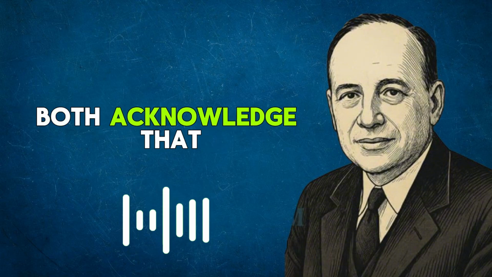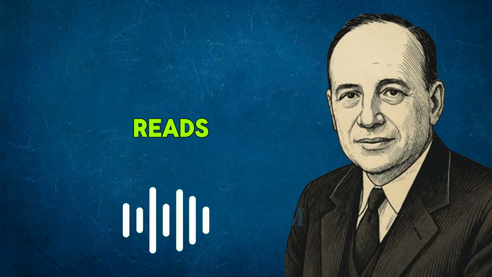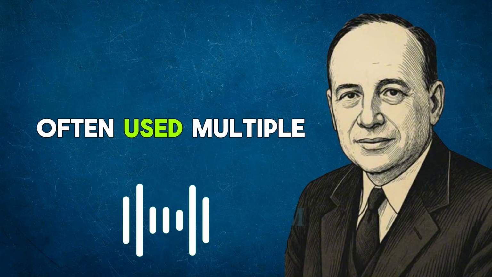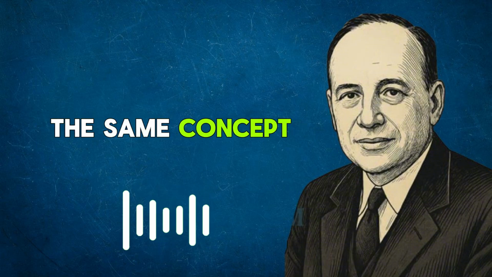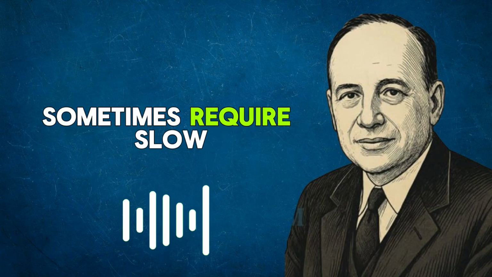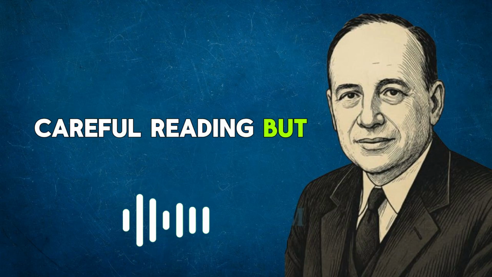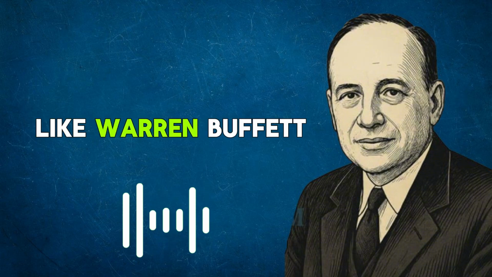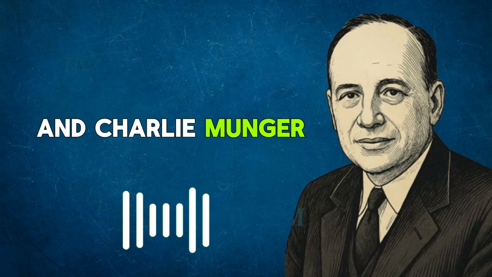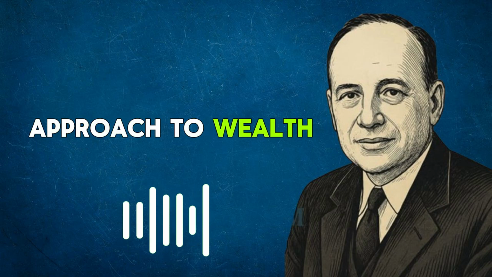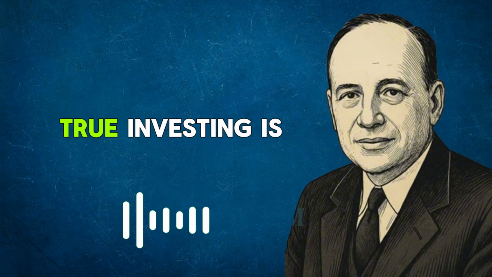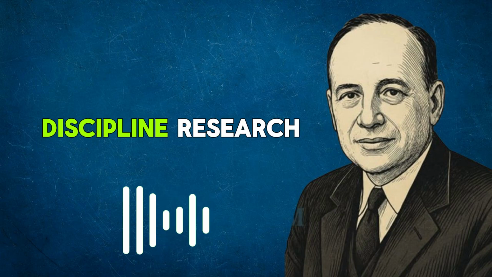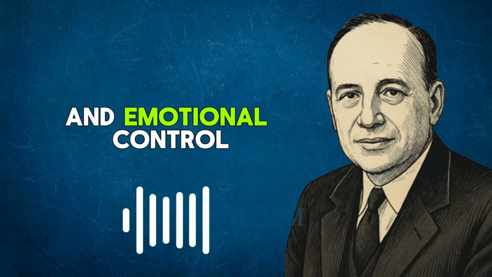Preston and Stig both acknowledge that Graham's books can be challenging reads, especially for those without a background in finance. Graham often used multiple terms to describe the same concept, and his explanations sometimes require slow, careful reading. But his philosophy forms the foundation upon which the greatest investors, like Warren Buffett and Charlie Munger, built their entire approach to wealth creation. They also restate that true investing is not a fast-paced or thrilling activity. It's grounded in patience, discipline, research, and emotional control.